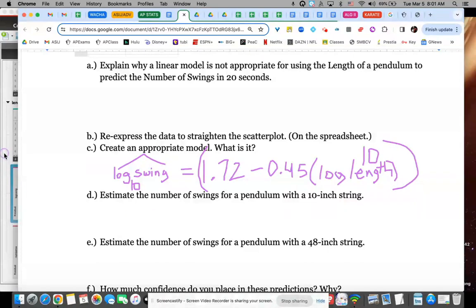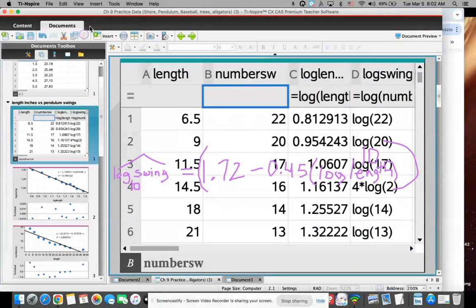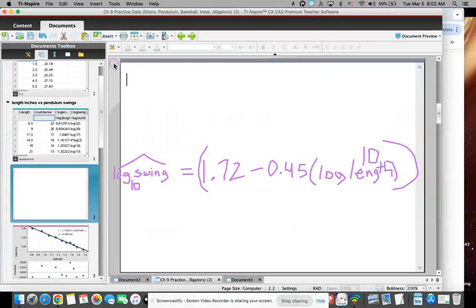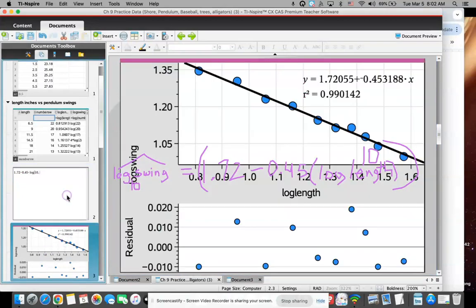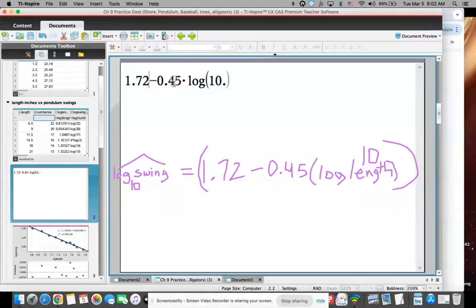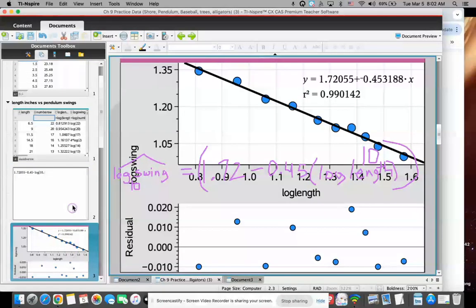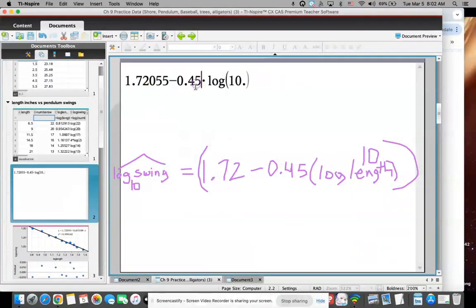Let me do all this on a calculator page. Might make it a little easier. So I'm going to insert a calculator page. I'll do it piece by piece just so you can see. I'll do the log of 10, right? And then, well, let me just type it out. It's easier. So I'm going to just go 1.72055 minus 0.453188.